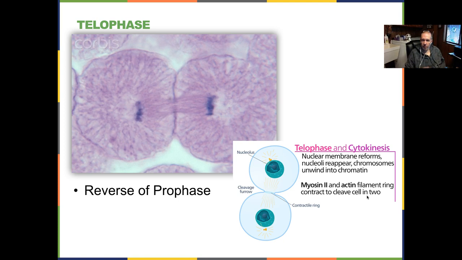And then we now have two separate cells. They're going to start going through interphase, making copies and getting the DNA ready, and then eventually those two cells will make copies again, and on and on and on until the whole process is done.